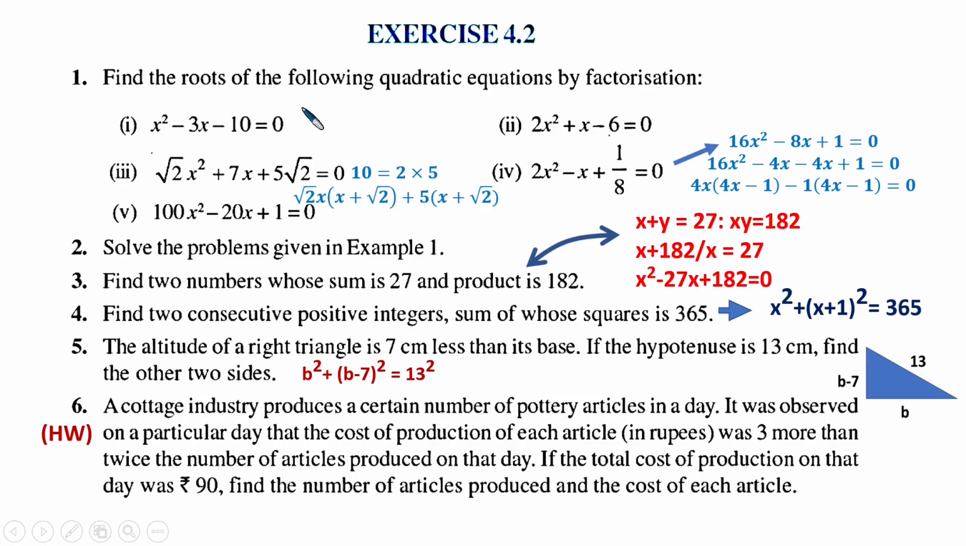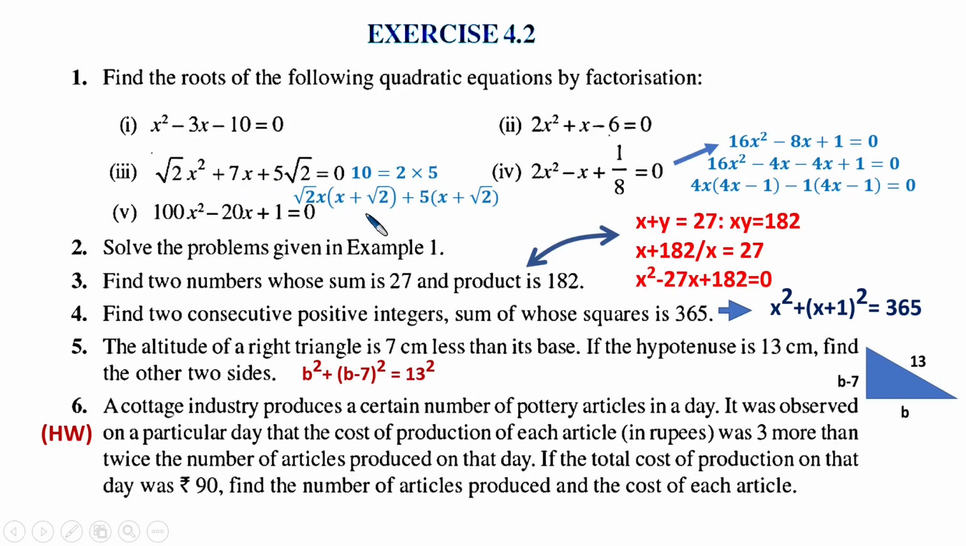Now exercise 4.2, find the roots of the following quadratic equations by factorization. So how do you split the middle term, which I have shown you all how to do. Maybe I will take one example here. You see here, this square root 2, the first term into the last term. You take the product: square root 2 into square root 2 is 2, into 5 is 10. So this product is 10. To get 7, what do I do? 2 into 5 I will take, and 2 plus 5 is 7. So I can use this 2 and 5.